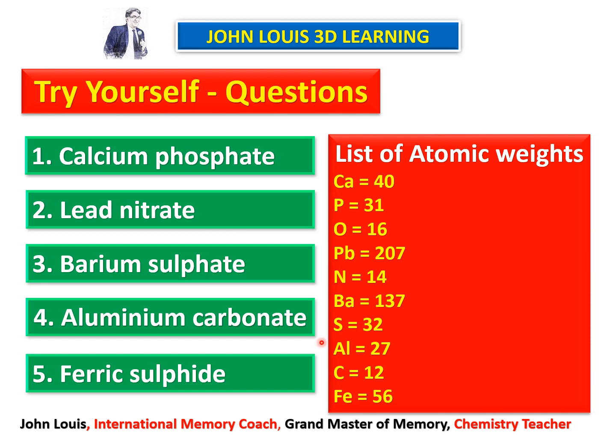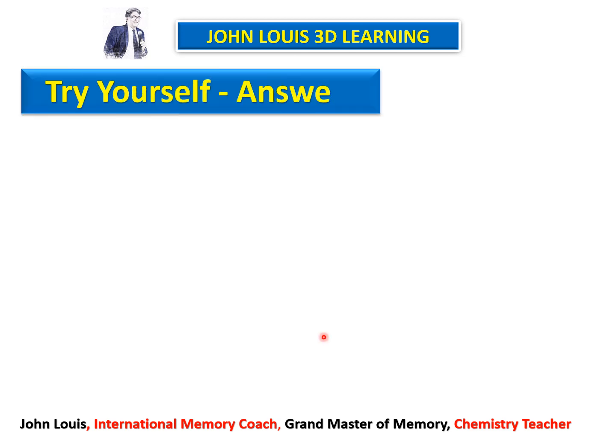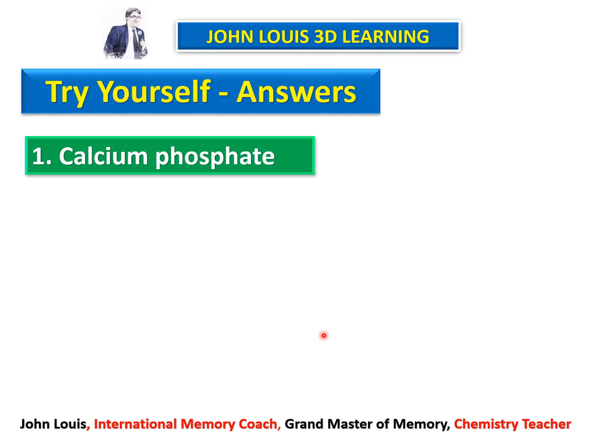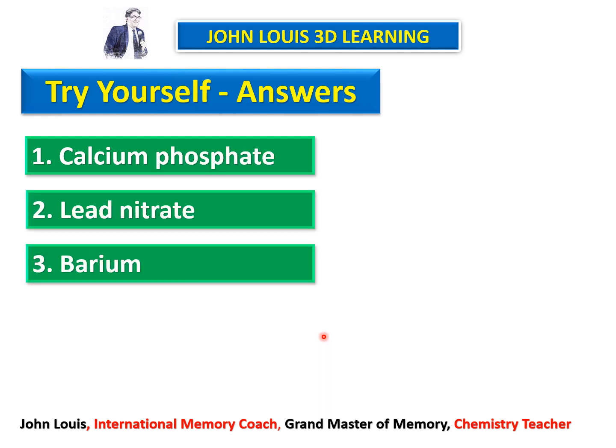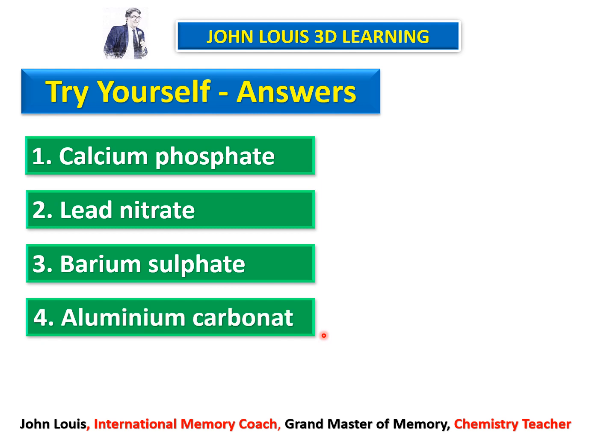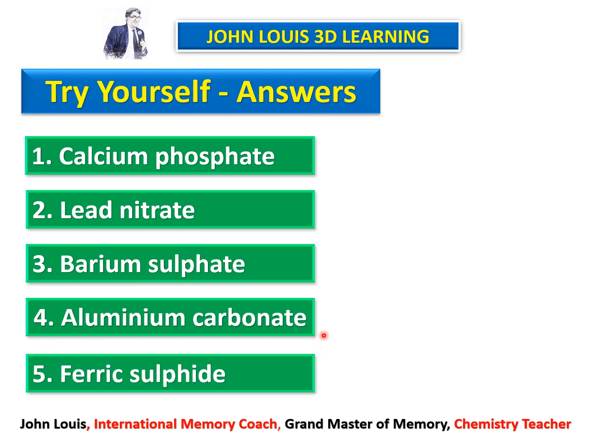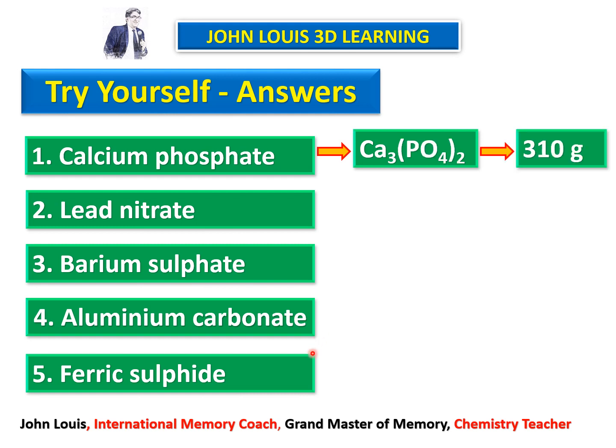Hope you have done it and you have come back here and let us go and see the answer for all these questions. So calcium phosphate, lead nitrate, barium sulfate, aluminium carbonate and ferric sulfide. Okay, first of all, this is the formula and this is the weight. If you got it correct, okay, be happy and proceed. If it is wrong, you just pause the video here, rework your problem and understand where you have gone wrong and correct it and then you can proceed.